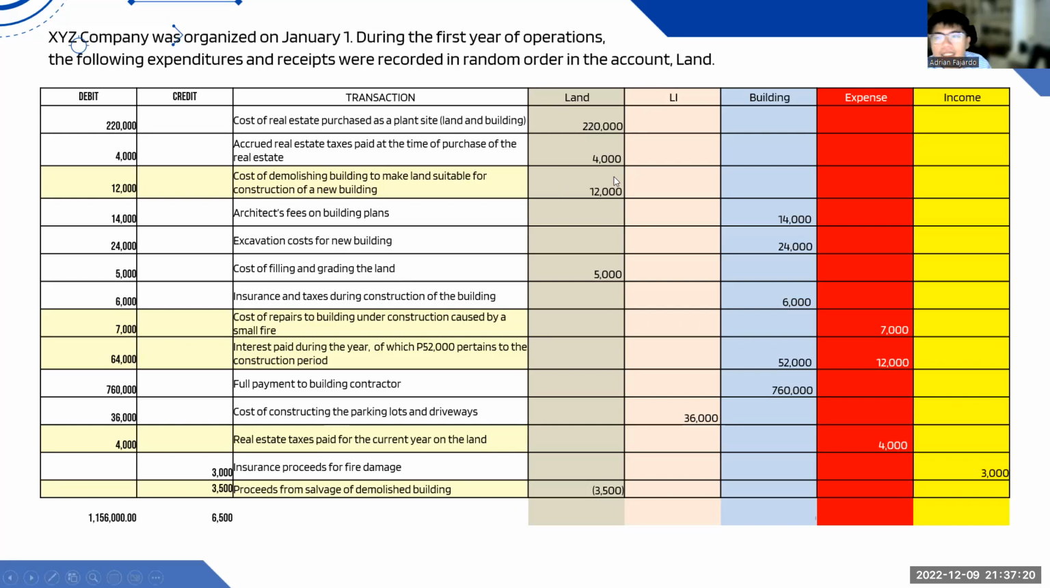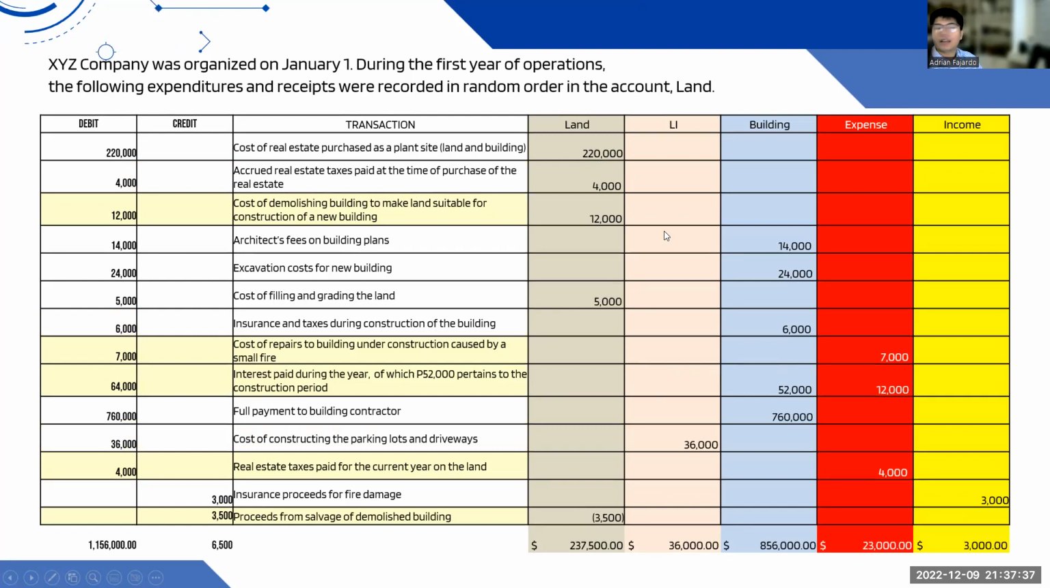So in essence, your land is valued at 237,500, land improvement of 36,000, building of 856,000, and then your expenses would be 23,000, and your income should be 3,000. Right? So this is your final answer.